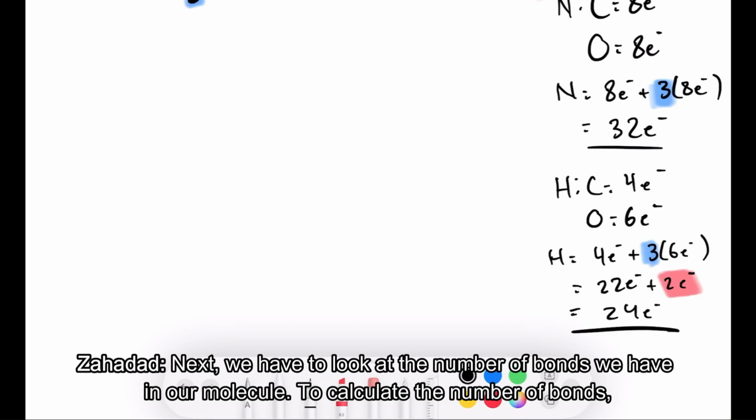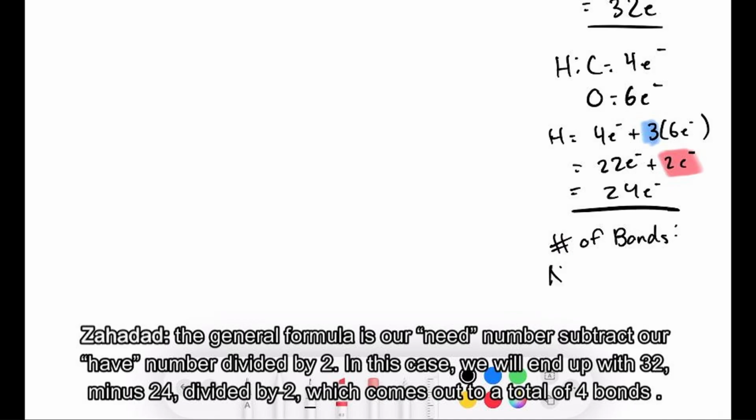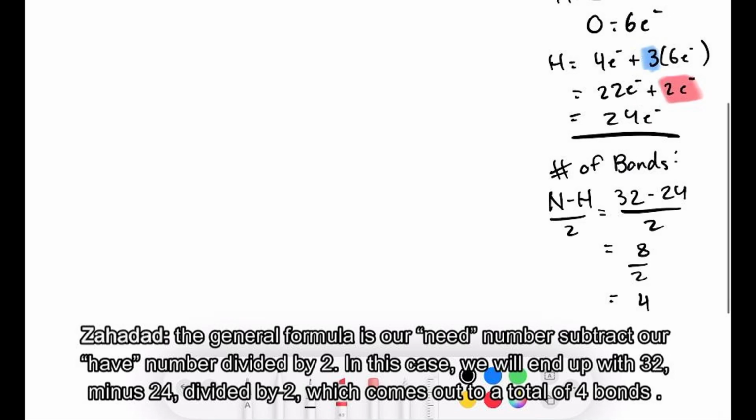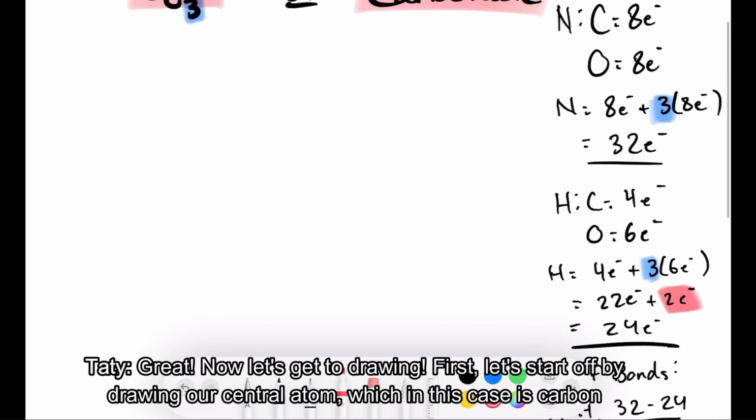Next, we have to look at the number of bonds we have in our molecule. To calculate the number of bonds, the general formula is our need number, subtract our have number, divided by 2. In this case, we'll end up with 32 minus 24 divided by 2, which comes out to a total of 4 bonds. Great! Now let's get to drawing.